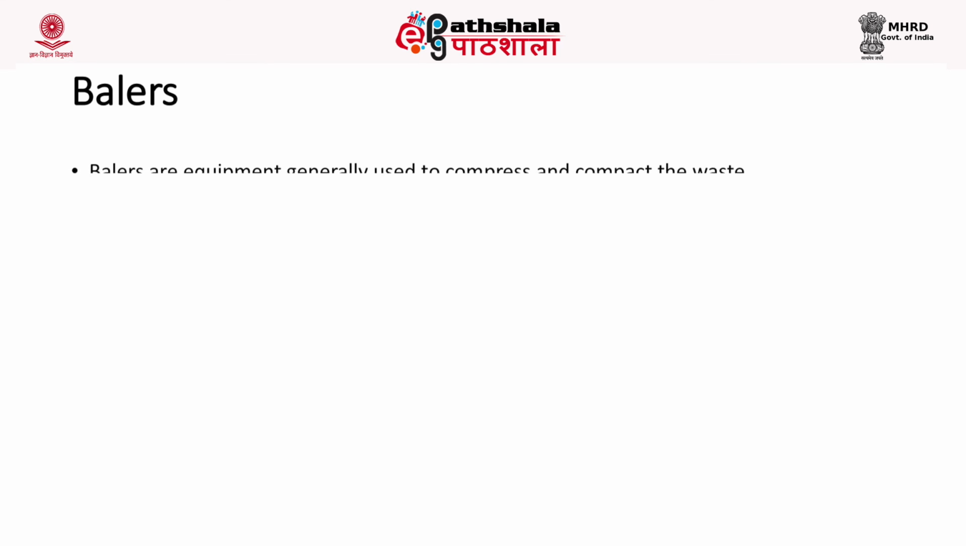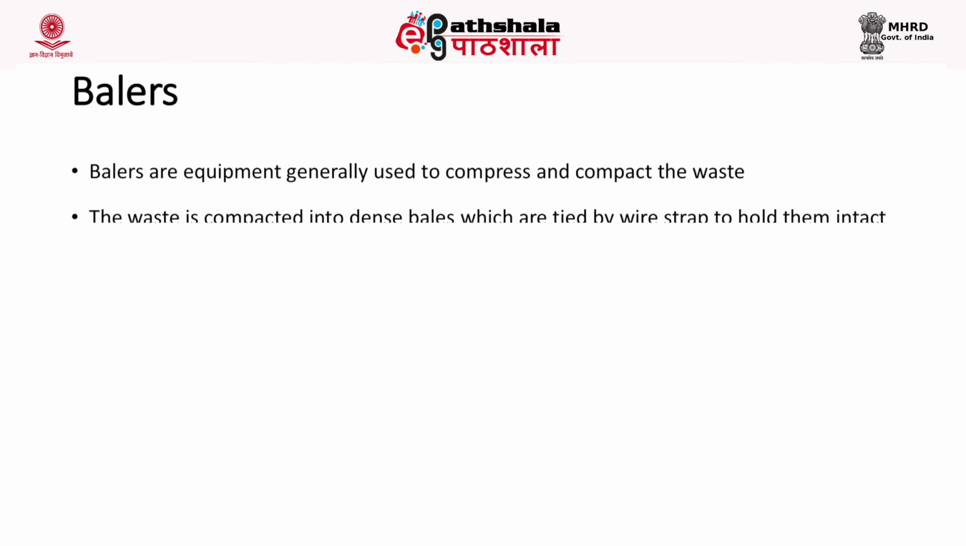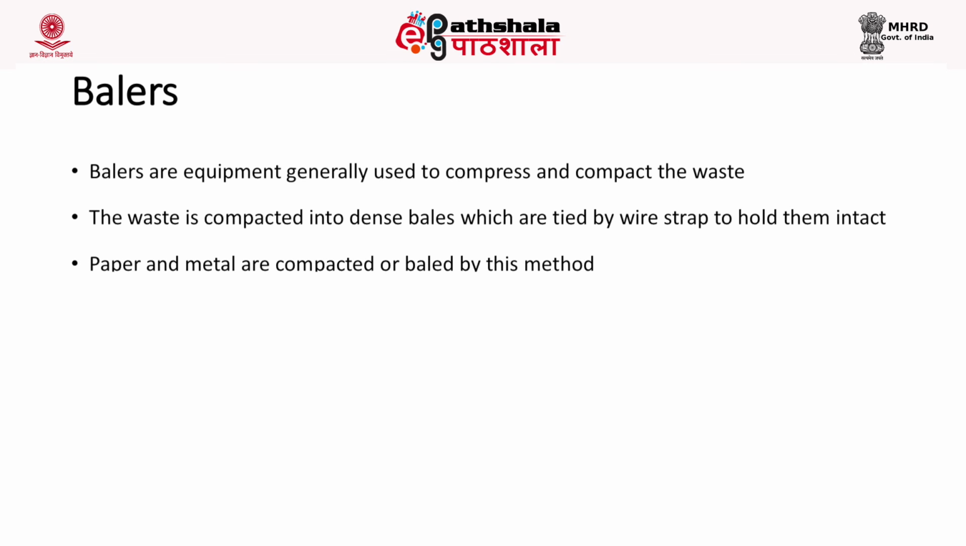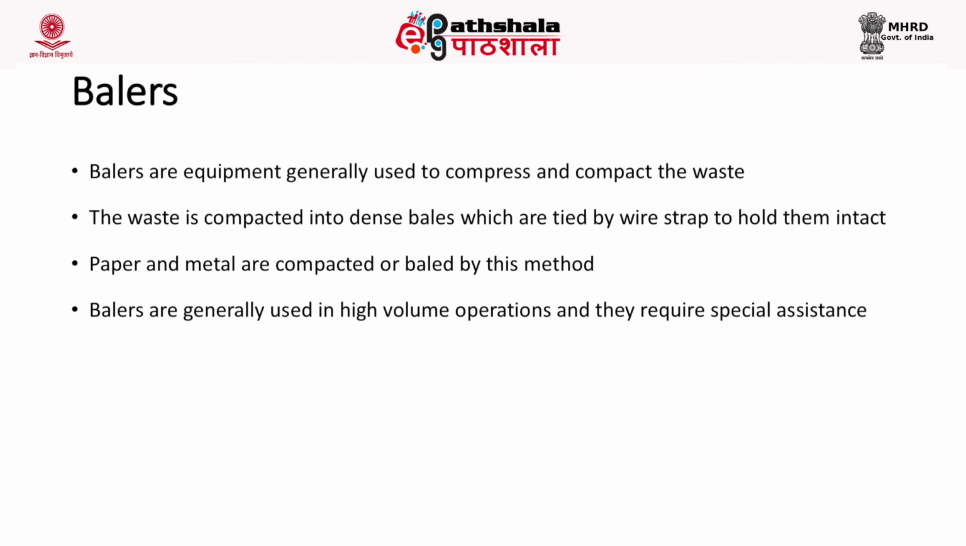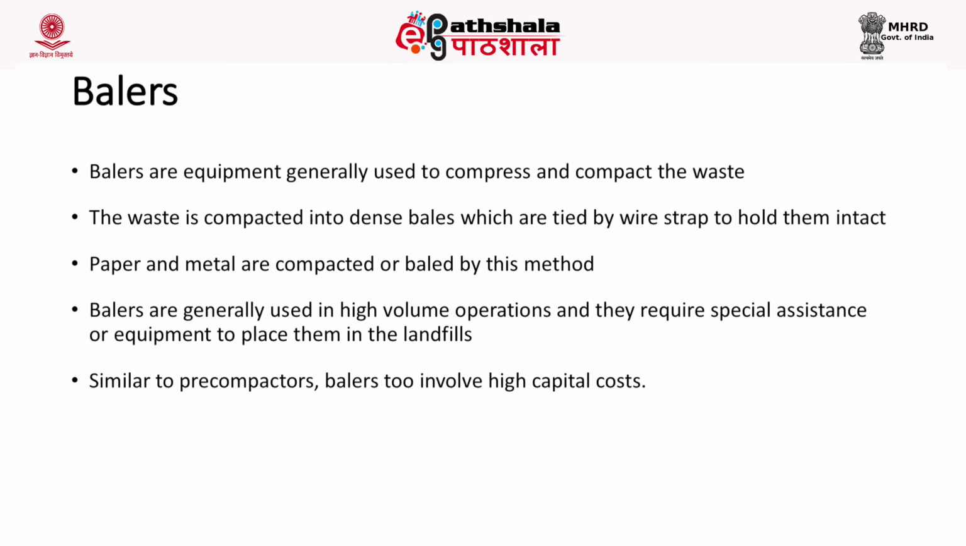Next type is the balers. Balers are equipment generally used to compress or compact the waste. The waste is compacted into dense bales which are then tied using a wire strap to hold them intact. The paper and metal are compacted or baled by this method. Balers are generally used when high volume operations are required, and it is also used when these bales are to be placed in the landfills. Similar to pre-compactors, balers too involve very high capital cost.